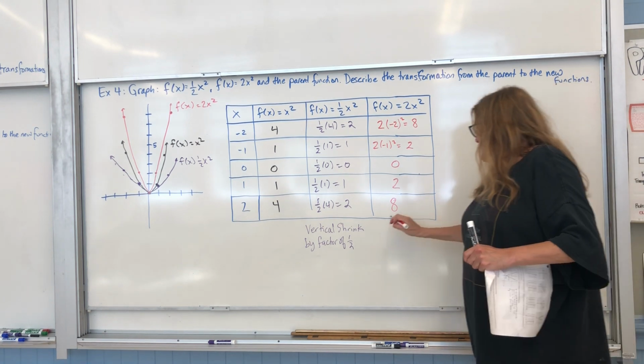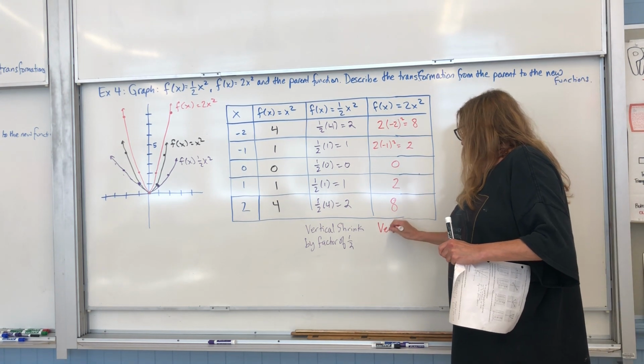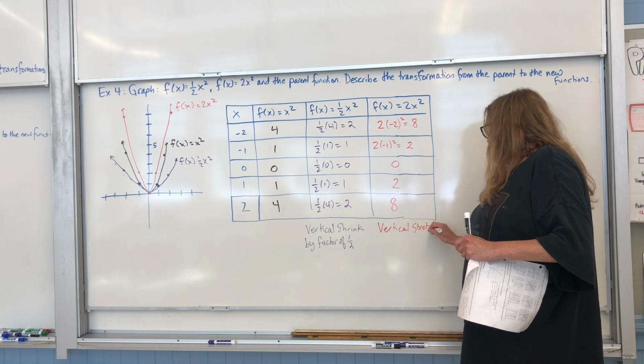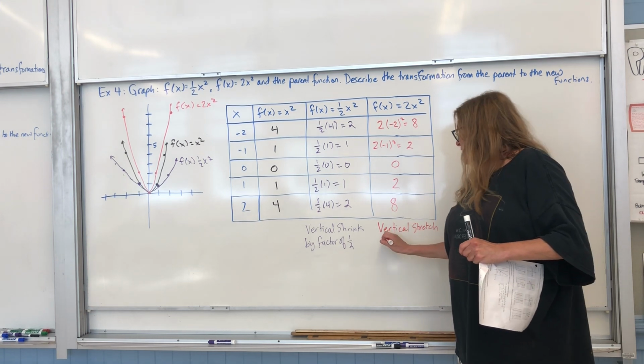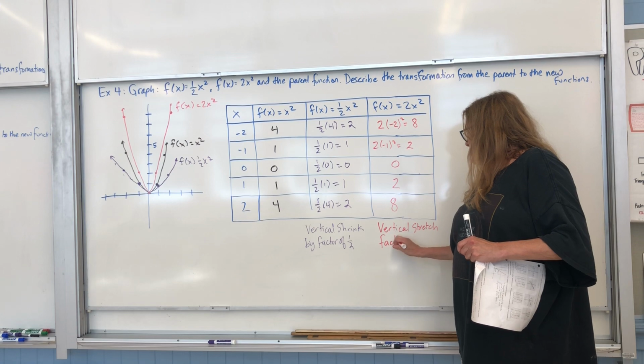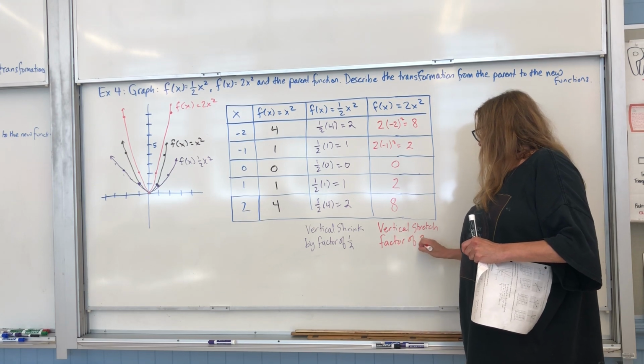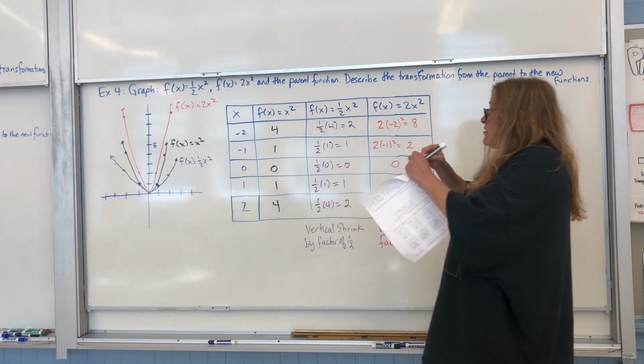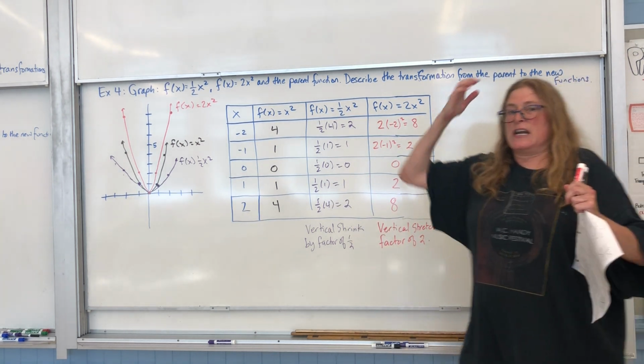So what we're going to say here is a vertical stretch by a factor of, now twice as tall is going to be a factor of 2. Okay, so notice all these graphs, we did one transformation at a time.